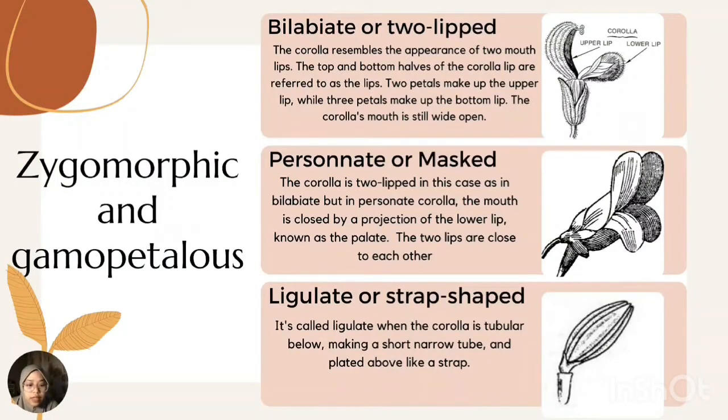And then the third one is ligulate or strap shape. It's called ligulate because the corolla is tubular below, making a short narrow tube, and a plate above, like a strap.